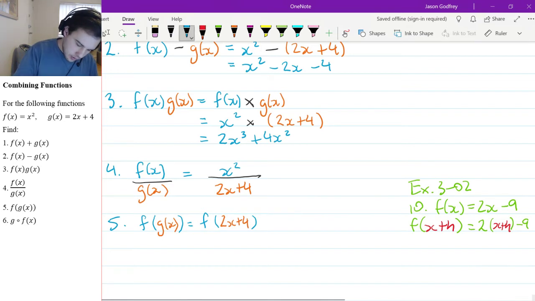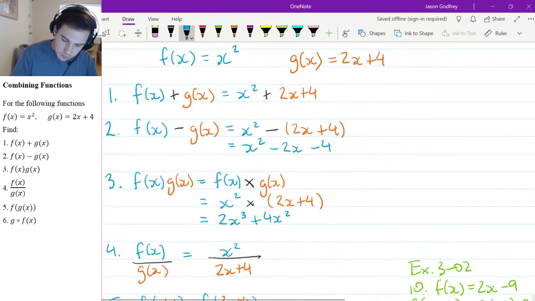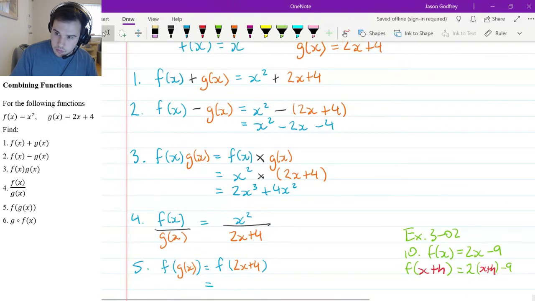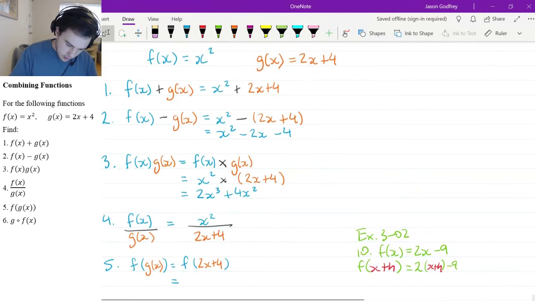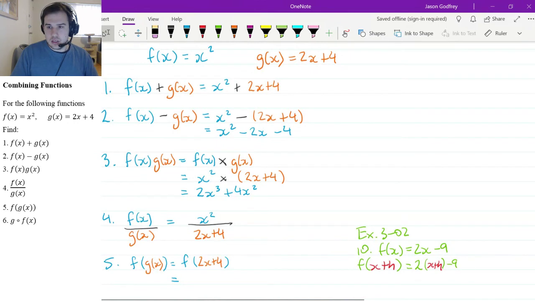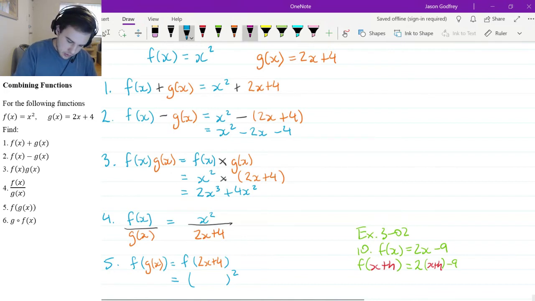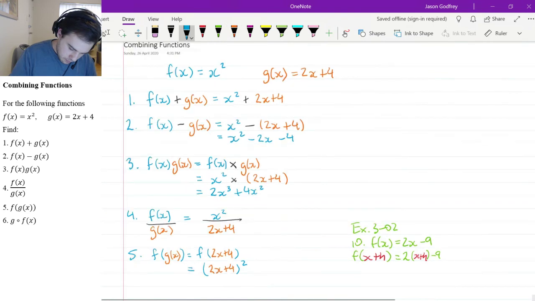So, similarly here, the function f, if I zoom out so this can all fit, the function f says the input squared. So whatever we input, we're going to square it, which is what the blue is saying to do. That's the function f. And what are we inputting? We're inputting 2x plus 4.